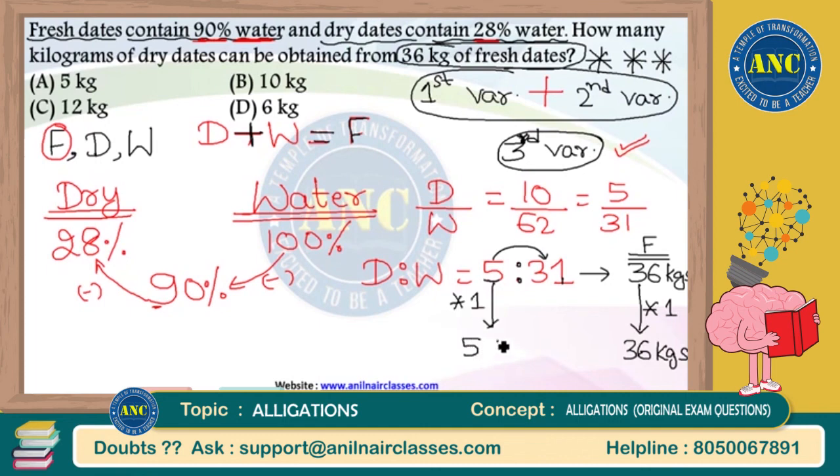Your question is, how many kgs of dry dates can be obtained from 36 kgs of fresh dates? 5 kgs of dry dates can be obtained from 36 kgs of fresh dates. Suppose the question is, how much water can be obtained from 36 kgs of fresh dates? What should have been the answer? 31 should have been the answer. But for this question, the answer is 5 kg. It's a very, very logical way of problem solving, sir. I hope the conceptual clarity is very clear for you. That is what I am very much interested in teaching you people. I hope the idea is clear for you people.